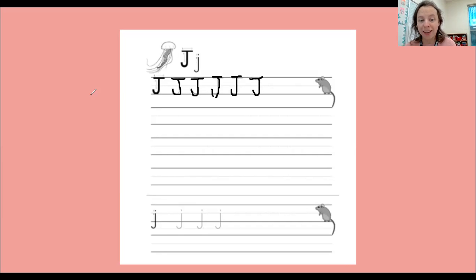Now the lowercase j does go below the foot line. So you start at the belly line, you come down below the foot, curve. Then there's a dot at the top, just like with a lowercase i. You come to the belly line, down below the foot, curve, dot. Just like this. All right, and then you'll keep doing that for the rest of the page. So that's the uppercase and lowercase j.